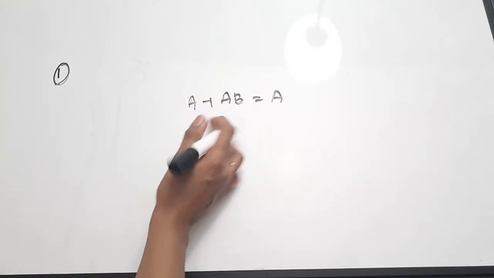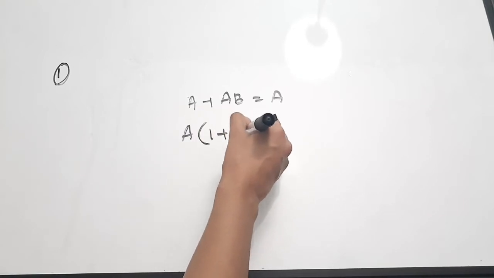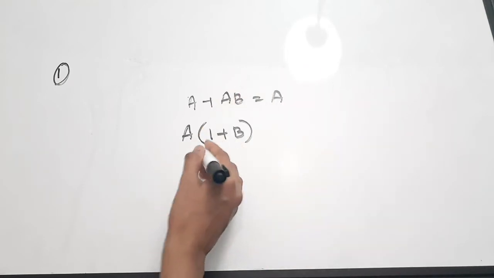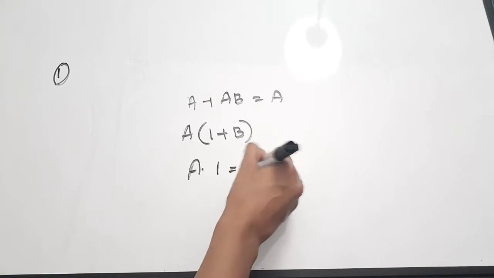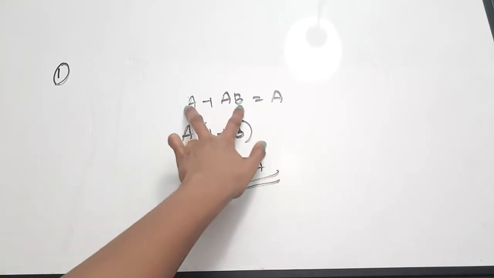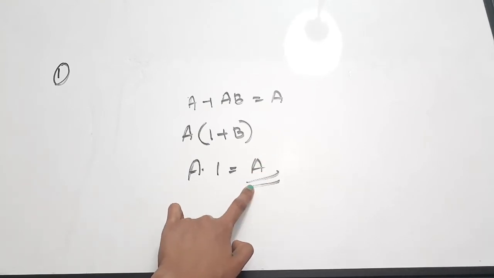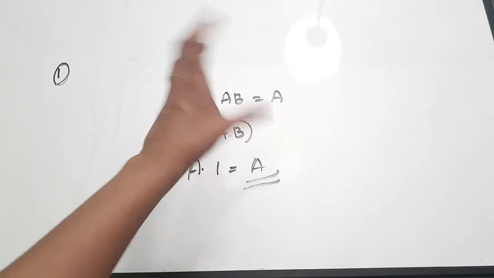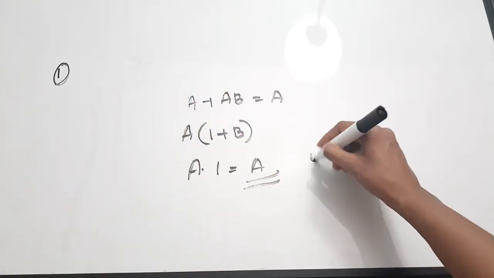Now A plus AB means you can take A common, it will be A times (1 plus B), and 1 plus B, that is 1 plus any term or any variable, will be equal to 1 only. So A into 1, that is A. Here you can see in this expression there is a B variable, but the simplified version doesn't have B. So it is absorbing the B variable. So the correct answer for the first question is option A.